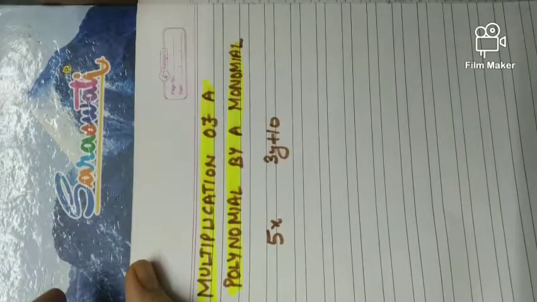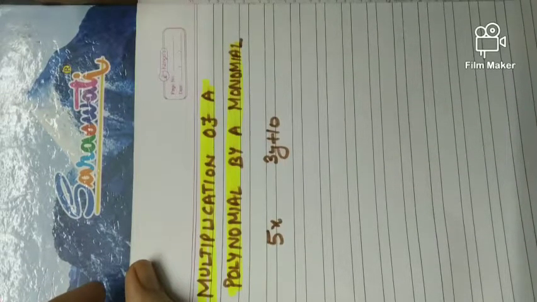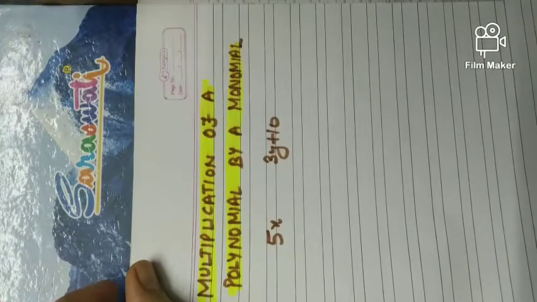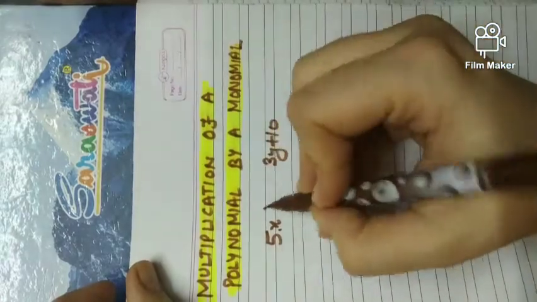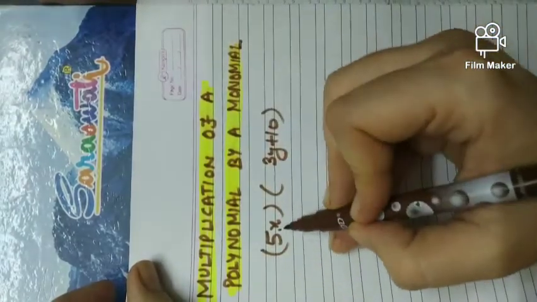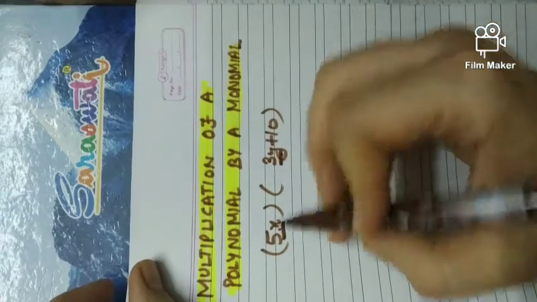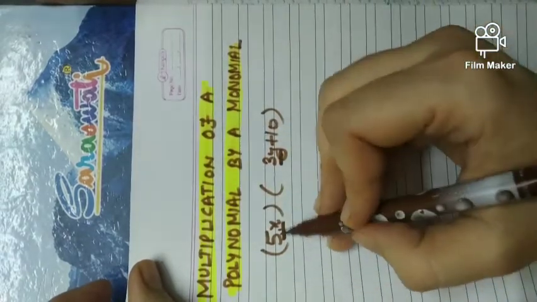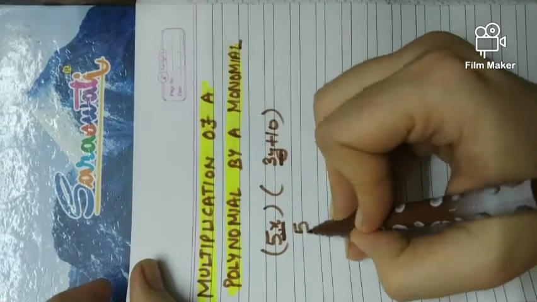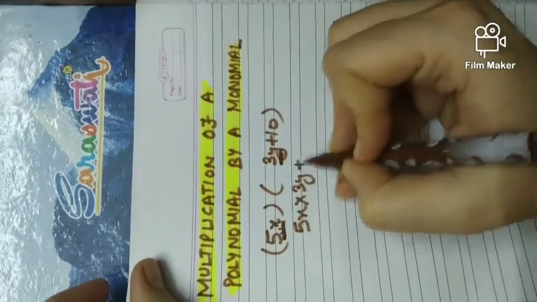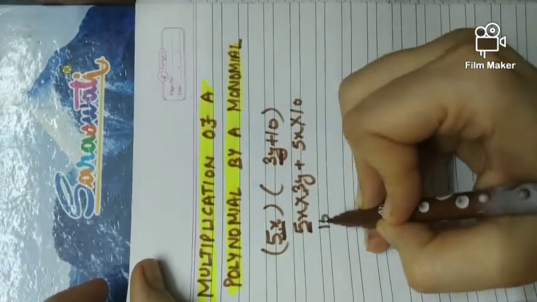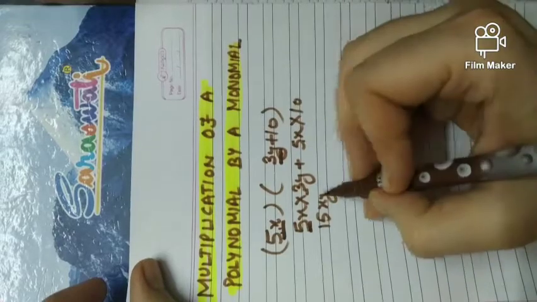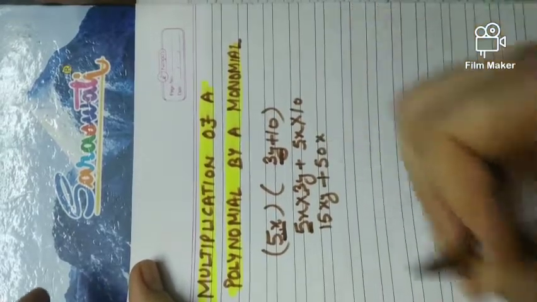Beta, next is multiplication of a polynomial by a monomial. So how will we do it? Multiply each term of the polynomial by the monomial and then add the products. So if I am going to multiply this and this, you can put them in brackets. Multiply 5x with 3y, then 5x with 10. You have to multiply with both the terms. So 5x into 3y plus 5x into 10. Okay beta, so this will be 5 3s are 15xy. This will be 5 tens are 50x. So this will be my answer.